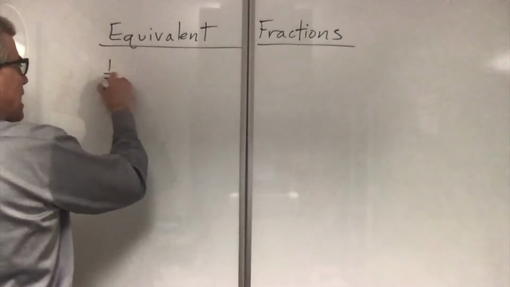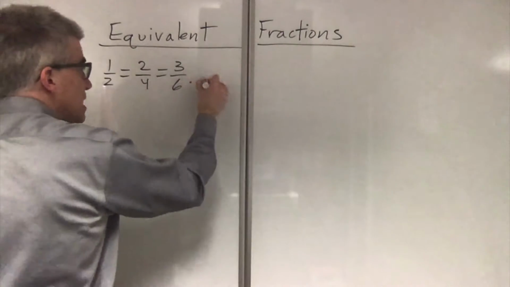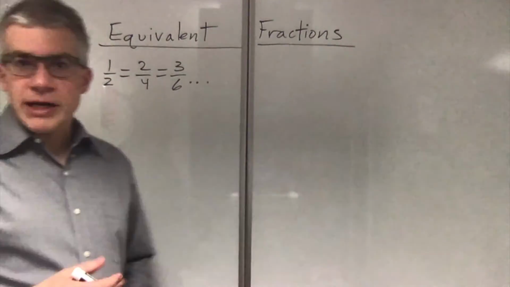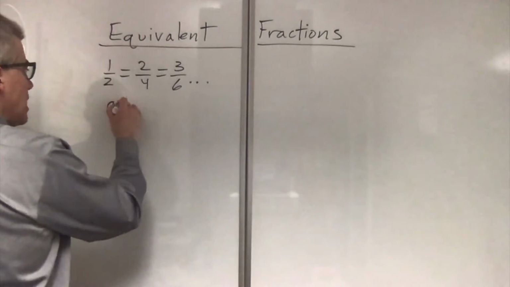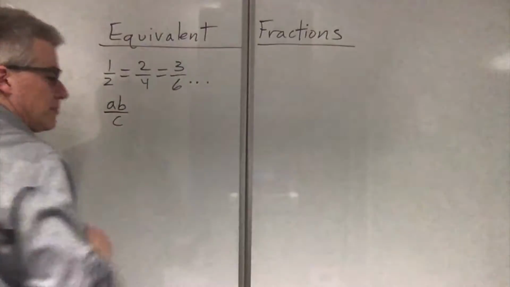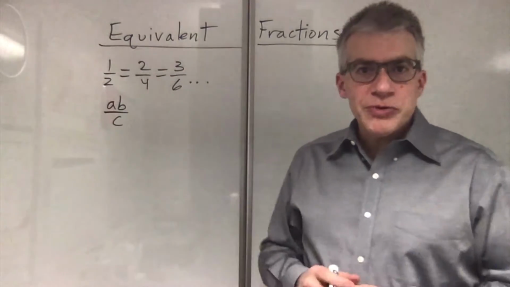Now you're probably fully familiar with things like 1/2 equals 2/4 equals 3/6, etc. Those are all different ways of writing 1/2. But when letters come into it, when you have, say, A times B over C, there are many ways to rewrite that expression. Let's just run through some of them.